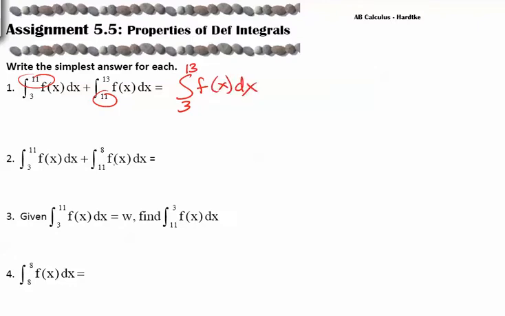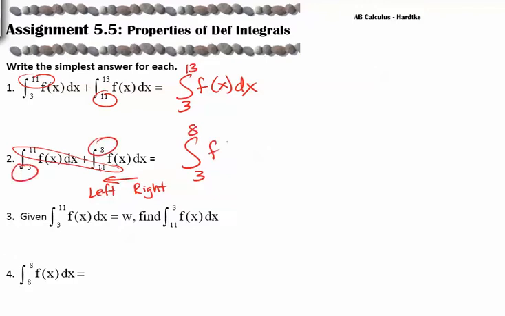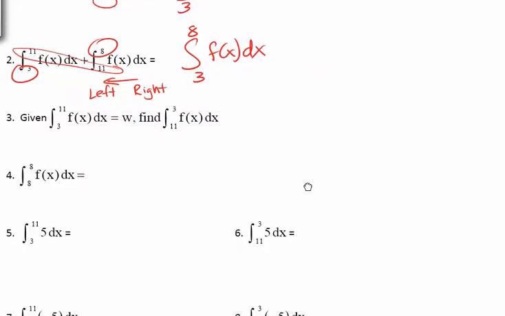And in the next problem we have the same situation where we go from 3 to 11 and then 11 to 8. So here this interval is actually going from right to left, so it is actually going to take away some of the area. So 3 to 11 and then backwards from 11 to 8, but it works out nicely that we just use the limit that we start with and the limit that we end with. Regardless of the order, it always works.